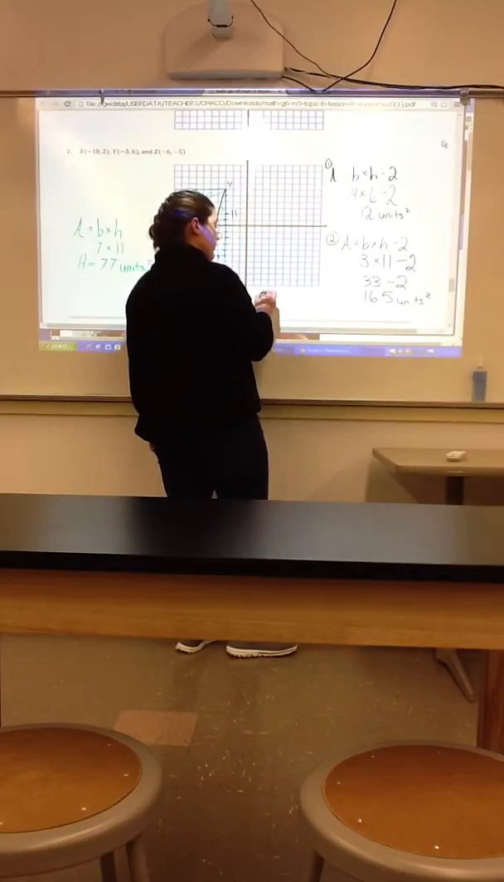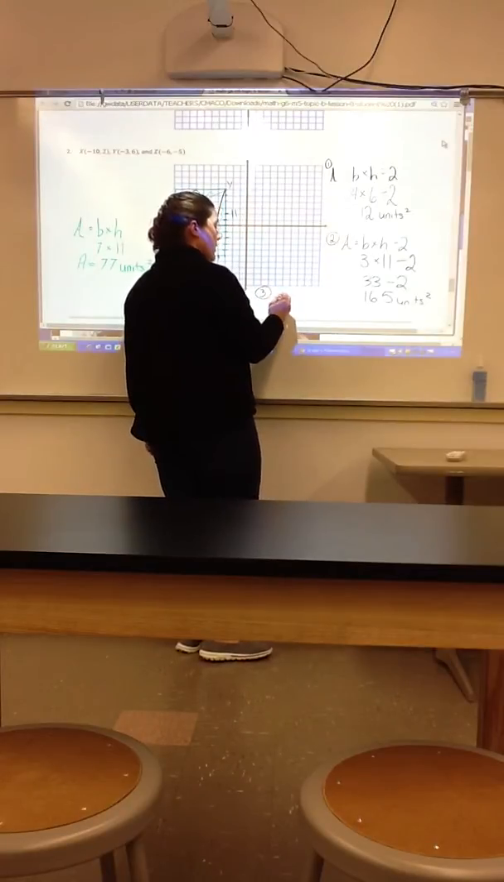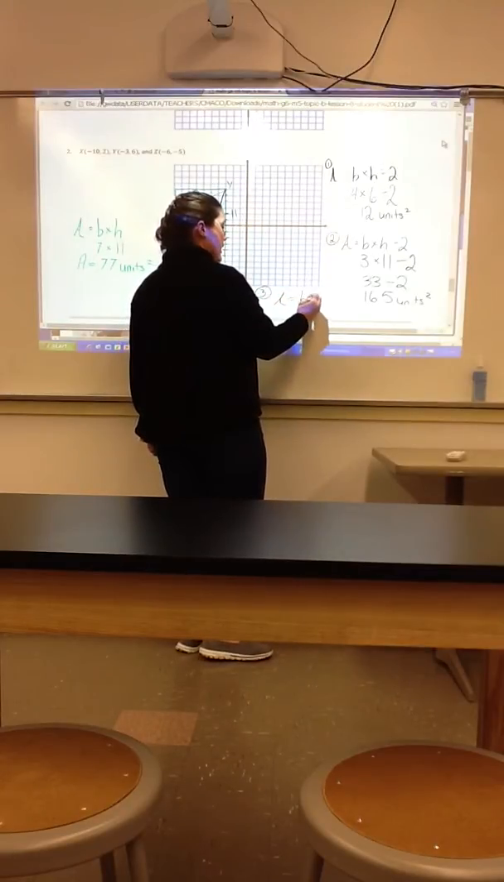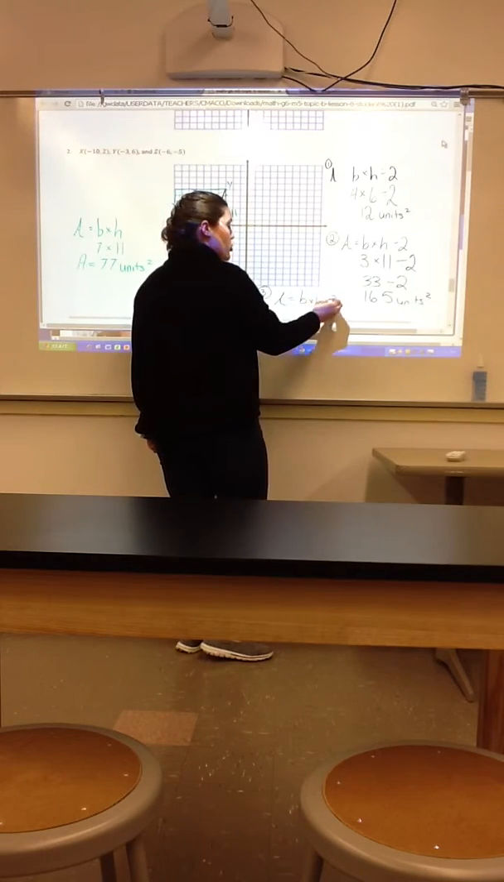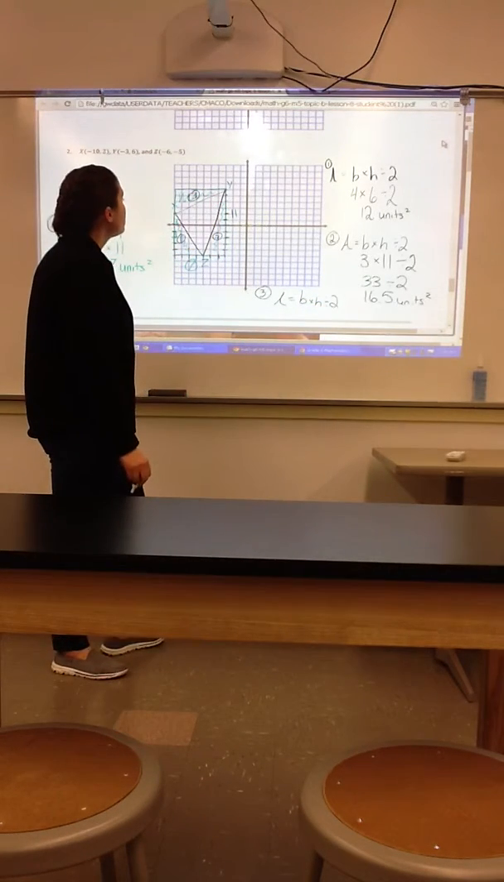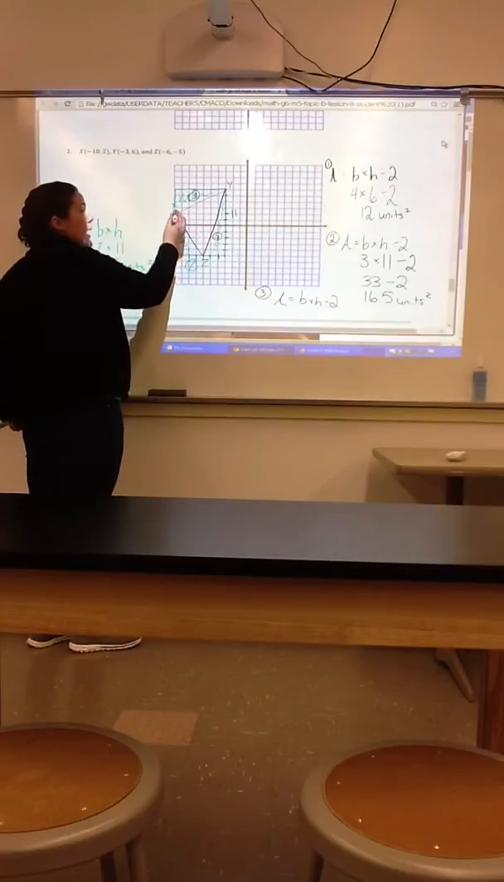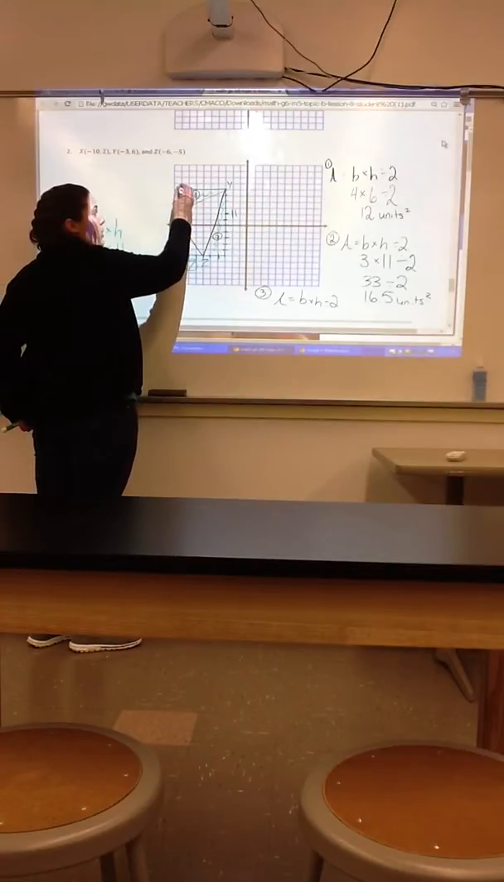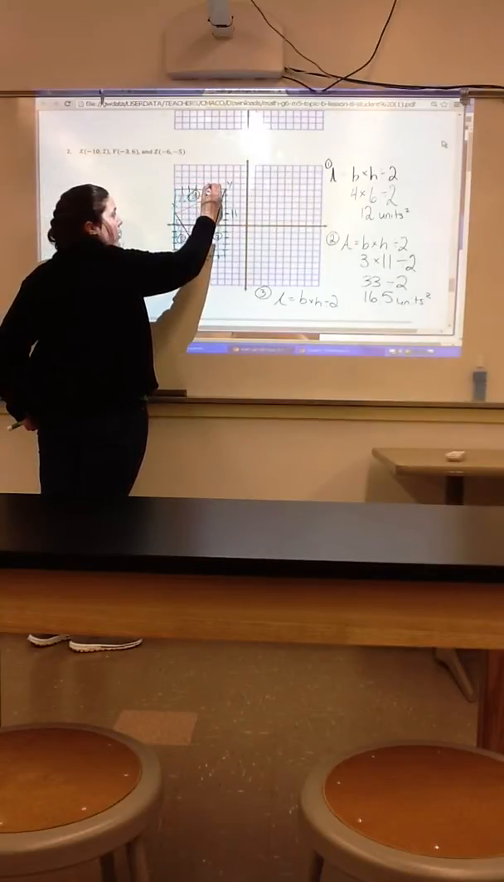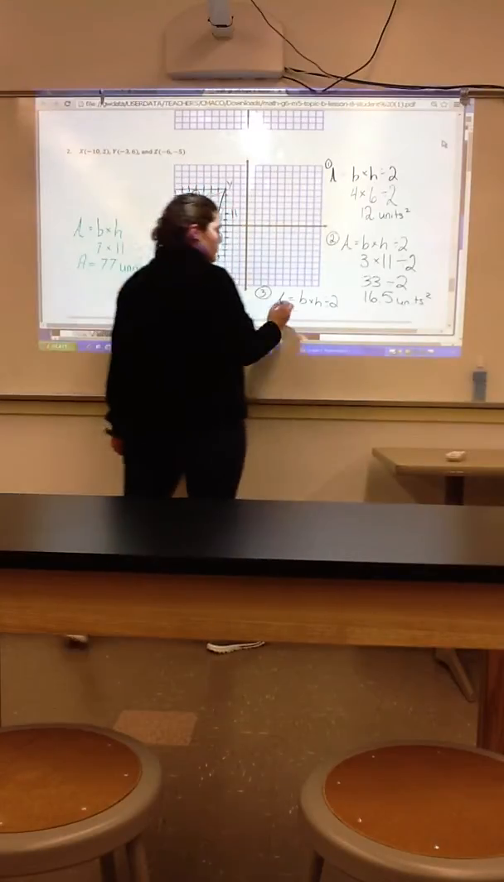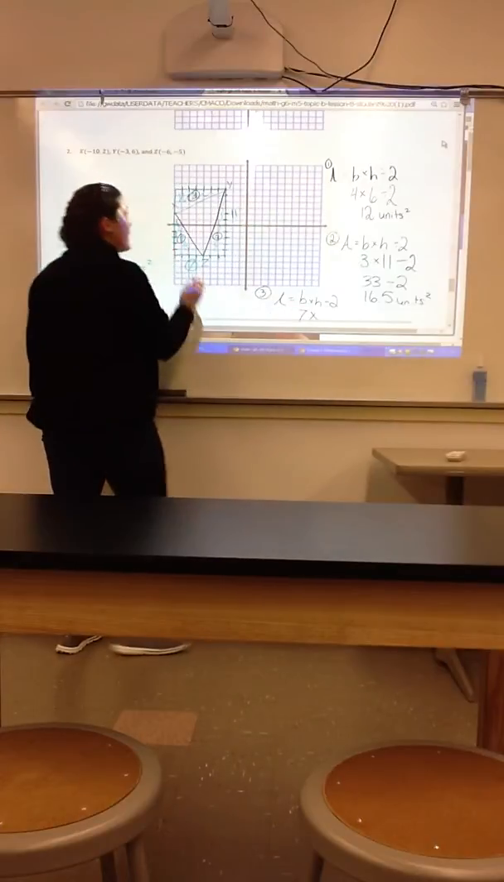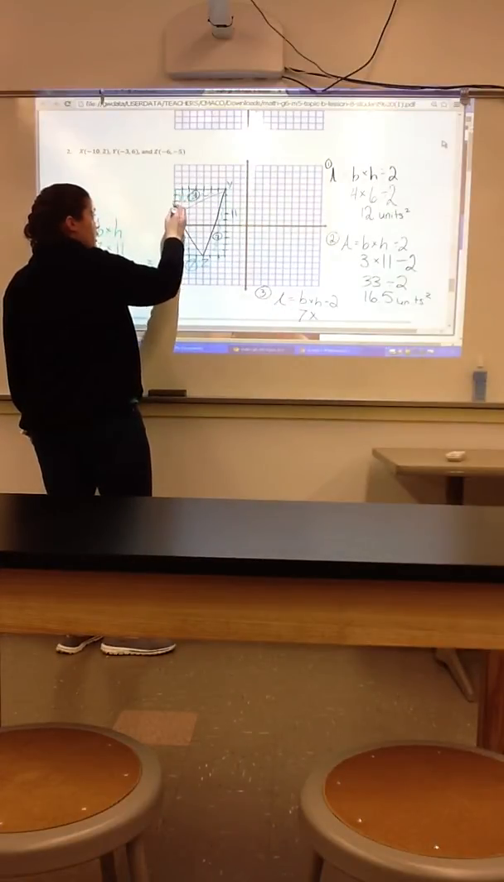And finally, for triangle number 3, area equals base times height divided by 2. So I'm going to go ahead and find my base. Look for the straight line: 1, 2, 3, 4, 5, 6, 7. 7 times my height, which is 1, 2, 3, 4.